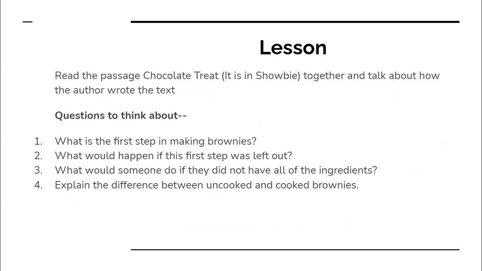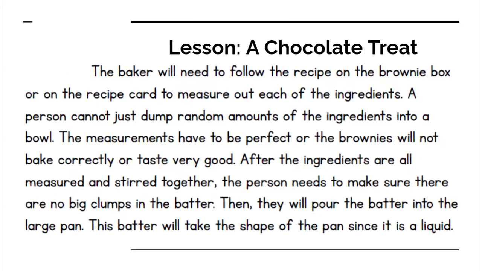So what is the first step in making brownies? Let's figure that out. The baker will need to follow the recipe on the brownie box or the recipe card to measure out each of the ingredients. A person cannot just dump random amounts of the ingredients into a bowl. So what is the first step? Following all of the measurements. You're going to need to make sure you measure all of the ingredients correctly. That would be the first step in making brownies.